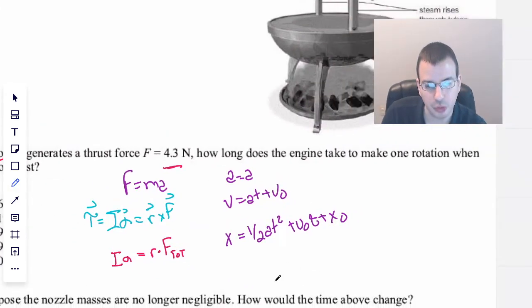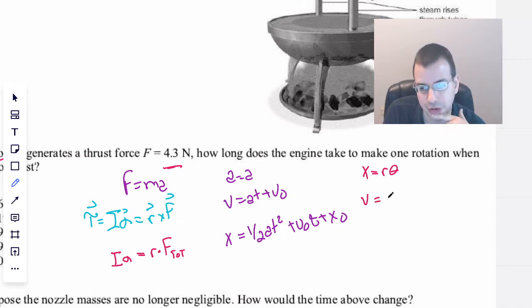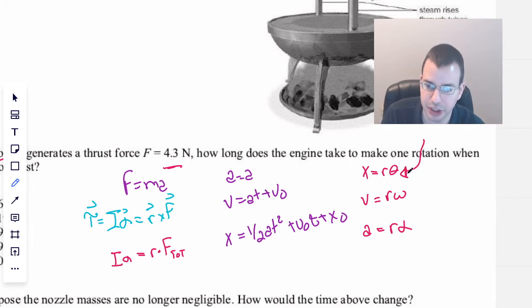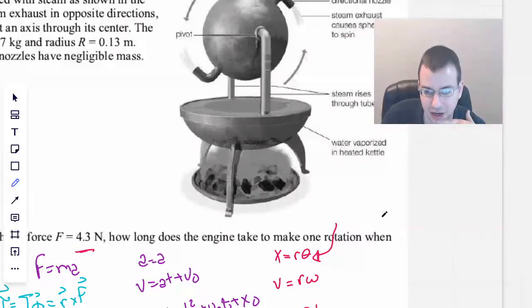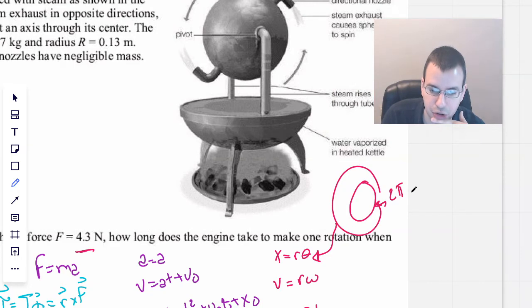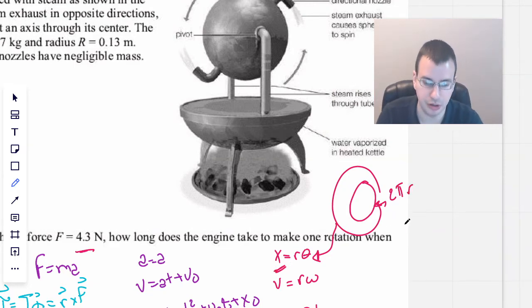Okay. We also know that x equals r theta, v equals r omega, and acceleration equals r angular acceleration. We start with this one because that's the easiest one to conceptually understand. You say, all right, I have a circle. There are 2 pi radians in the circle. Multiply that by r, and that's going to be the same as the circumference of the circle, which is also 2 pi r. So okay, that one sort of makes sense.